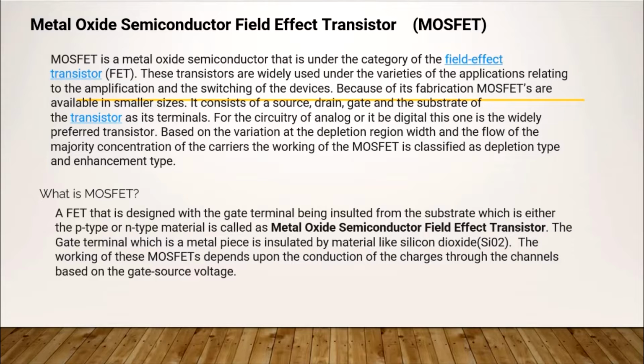What is MOSFET? A FET that is designed with the gate terminal being inserted from the substrate, which is either P-type or N-type material, is called a metal oxide semiconductor field effect transistor. The gate terminal, which is a metal piece, is insulated by a material like silicon dioxide. The working of the MOSFET depends upon the conditions of the charge throughout the channel based on the gate source voltage.